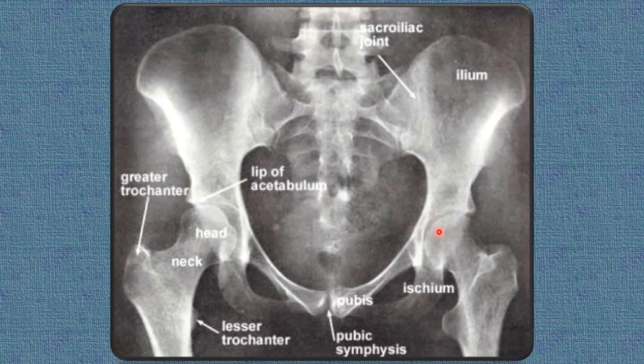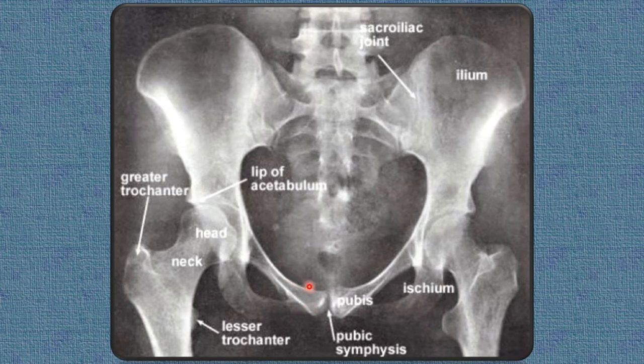This is the head of the femur. This is the neck of the femur. This is the trochanteric fossa. This is the greater trochanter. This is the lesser trochanter, intertrochanteric line. This is the ischium. This is the pubis. This is the superior pubic ramus. This is the inferior pubic ramus. This is the pubic tubercle. This is the pectineal line. This is the pubic crest.